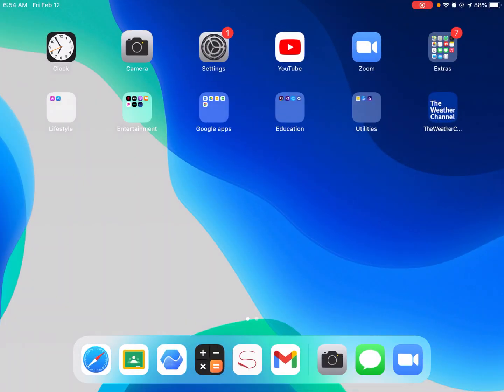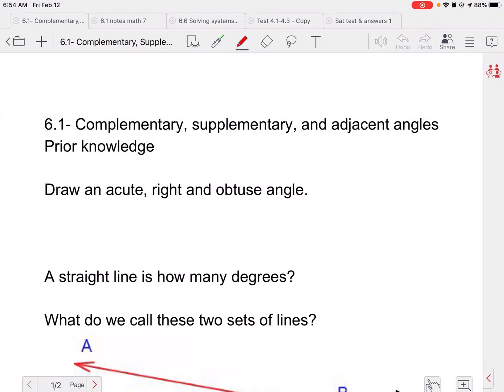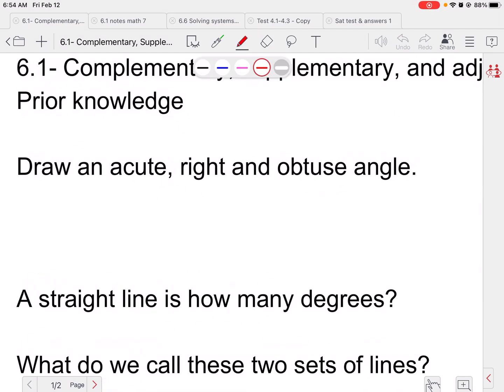Hi guys, welcome back. We're going to start talking about different types of angles in this chapter, okay? Review. So we're going to talk about complementary, supplementary, and adjacent angles. But let's think about what an acute angle is.